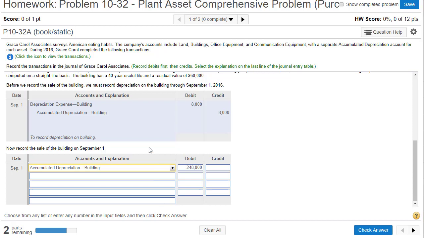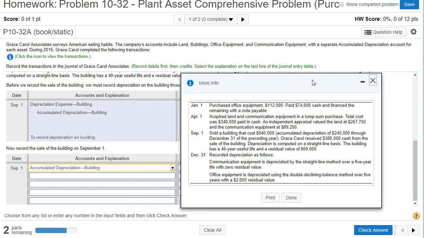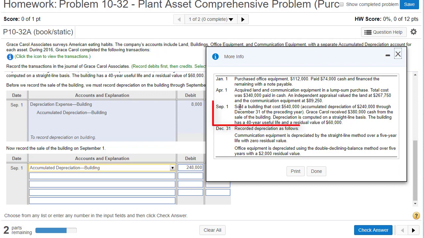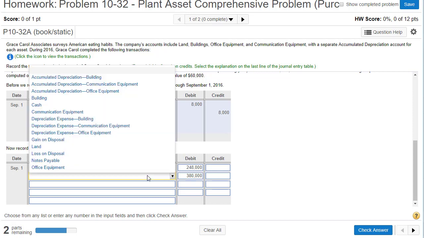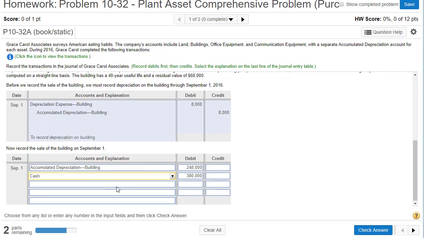Now, we also received some cash. To find out how much cash we got, let's go back here to the description. Sold a building that cost $540,000. We received $380,000 cash from the sale. $380,000 cash. Okay, I'm going to skip a row because this is going to be our gain or our loss.